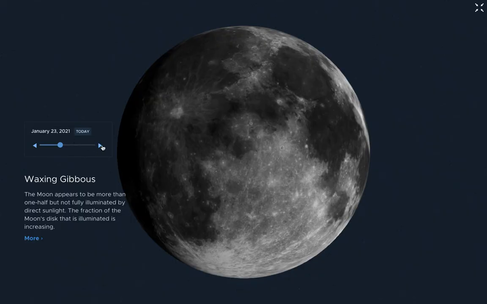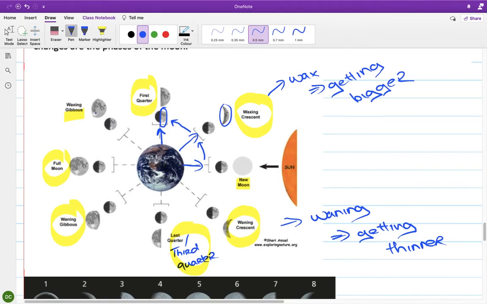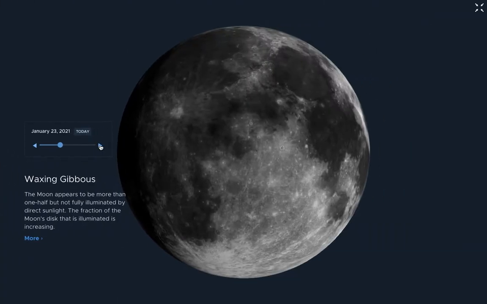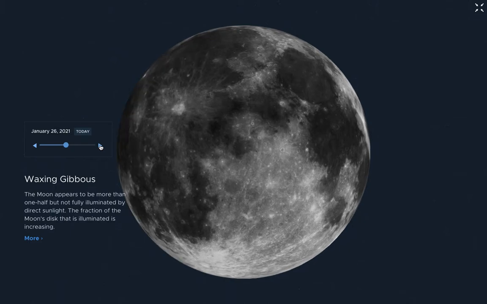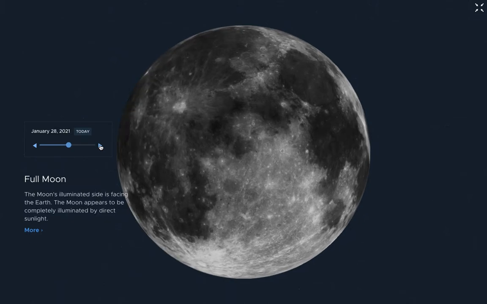Okay, so 23rd, sorry, I should show it to you here. So here's our waxing gibbous over here. You can see on the illuminated side that we're just more than half, slightly more than half illuminated. 24th, 25th, 26th waxing gibbous, 27th waxing gibbous, and then 28th you move to the full moon.